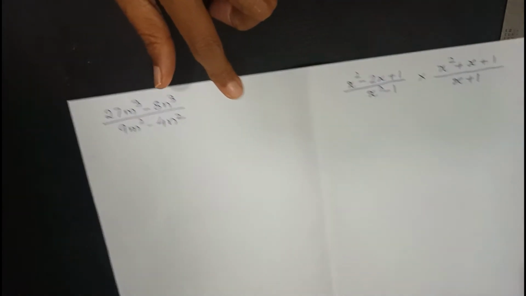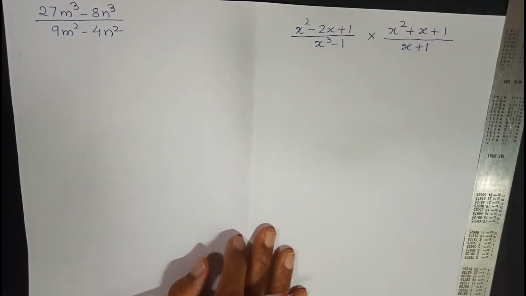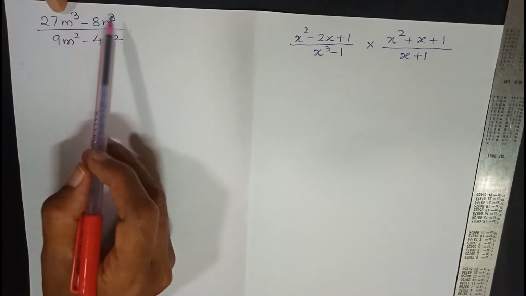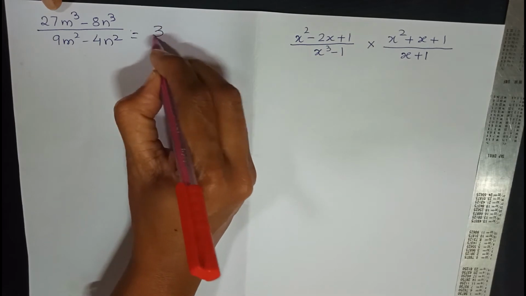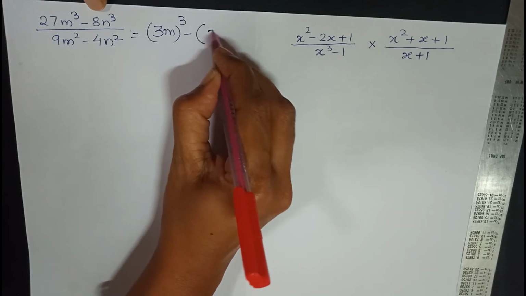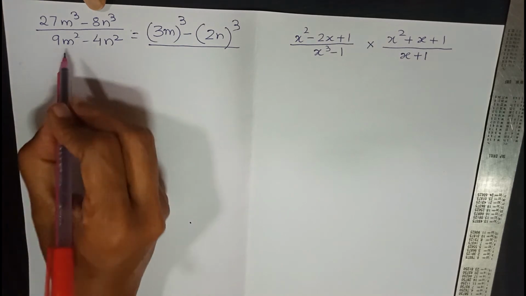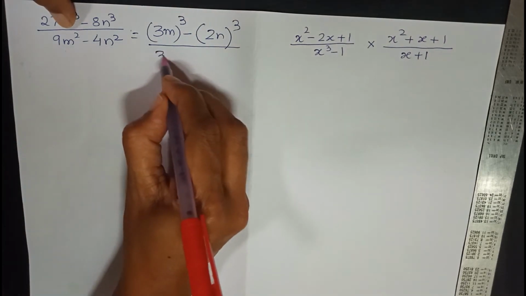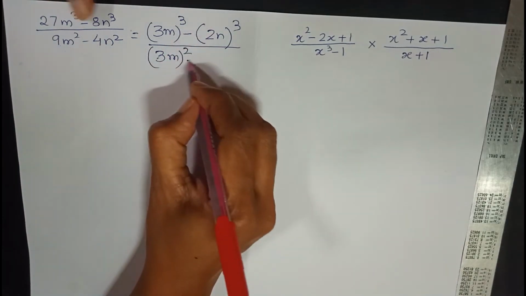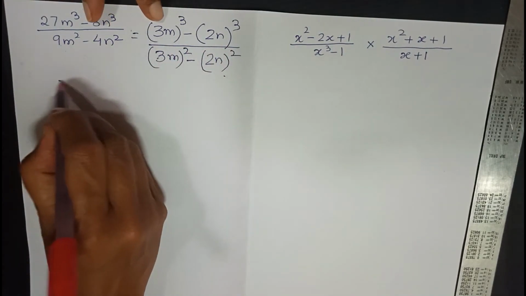Now let's do one more sum. Now here you can see it is 27m cube minus 8n cube. Now this is in the form a cube minus b cube. So 27 is nothing but 3 cube. So we can write it as 3m the whole cube minus 8 is 2 cube. So 2n the whole cube. And the denominator is in the form a square minus b square. So let us first write it out. 3m the whole square. See, 3 square is 9, m square, right? And 4 is nothing but 2 square.